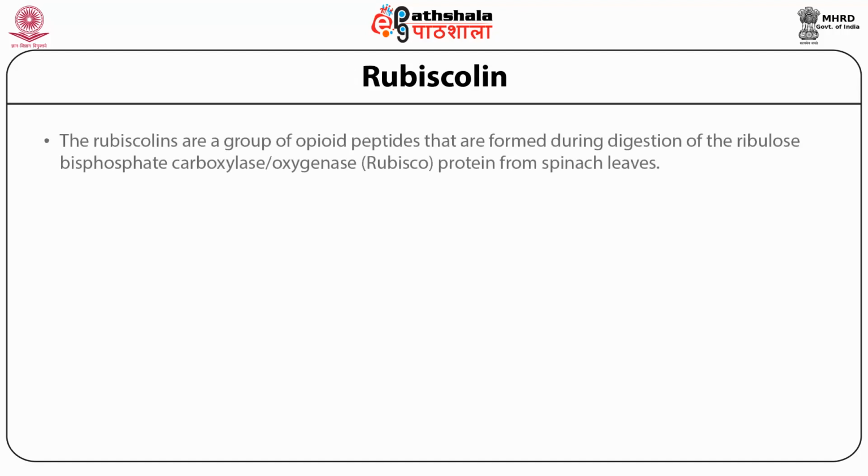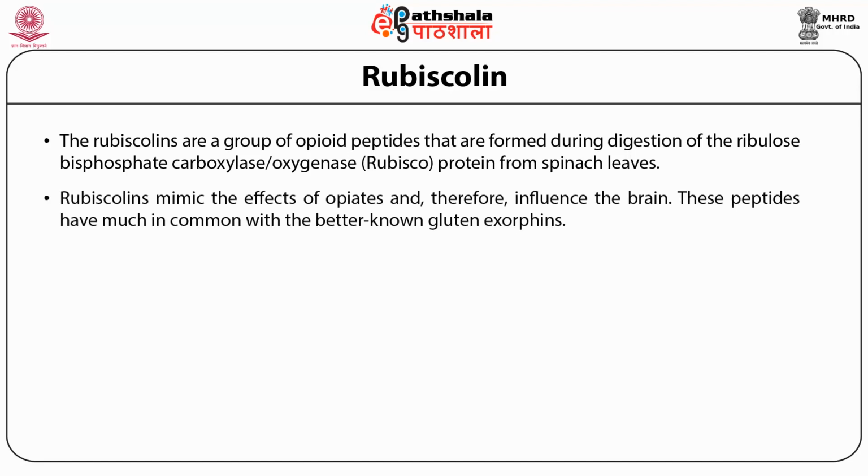Rubiscolin. Rubiscolin is a class of opioid peptide that is formed during the digestion of the ribulose bisphosphate carboxylase oxygenase protein from spinach leaf. So as the name says, this is isolated from spinach leaves. It mimics the effect of opiates and therefore influences the brain.